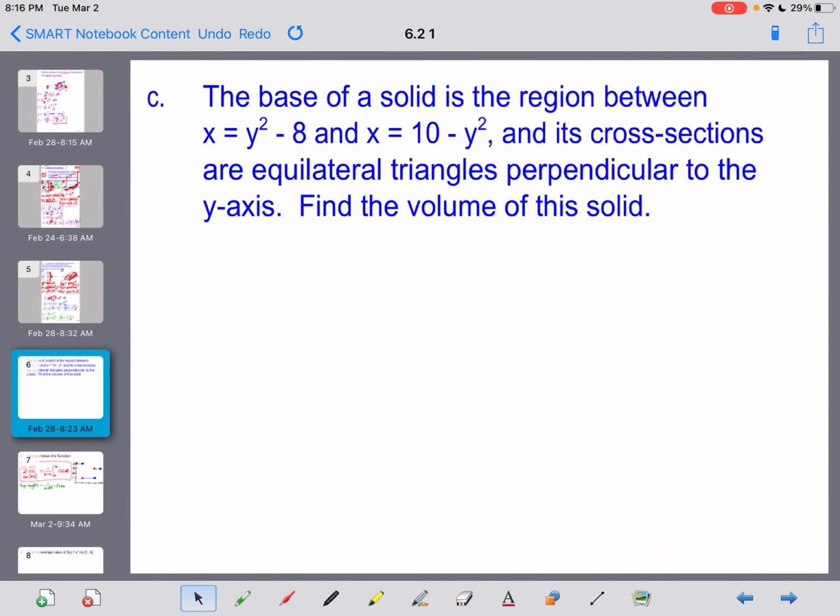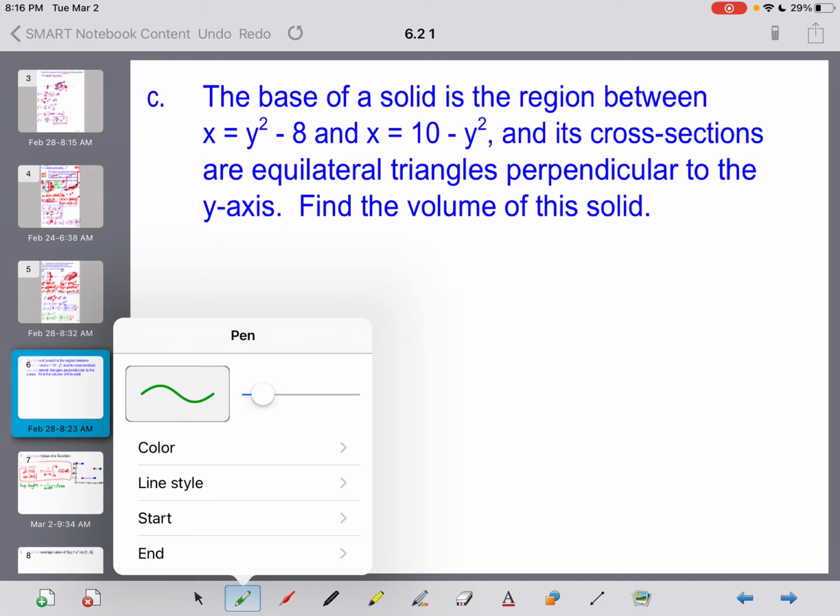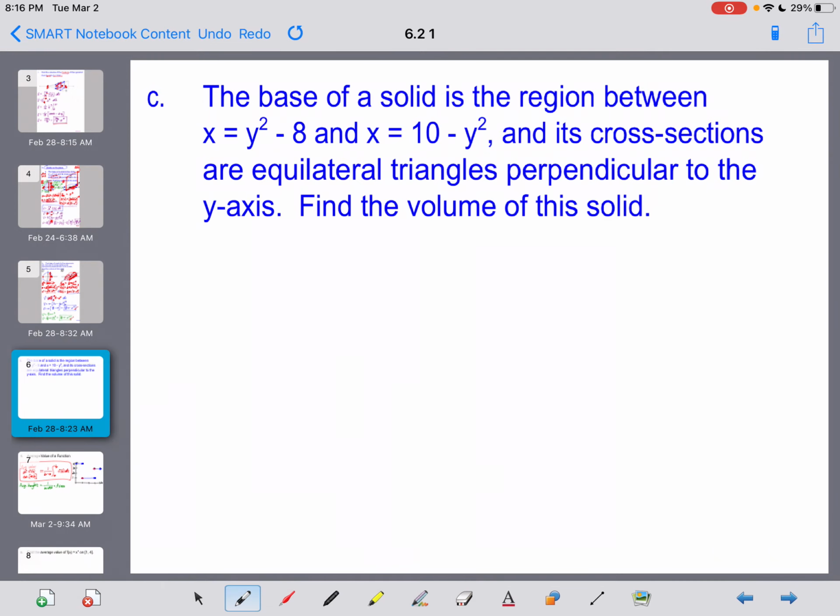So this one, unfortunately, guys, is totally different than what we've been dealing with before. Now, the base of a solid is the region between two sideways parabolas. x is equal to y squared minus 8, and x is equal to 10 minus y squared. And the cross sections are equilateral triangles perpendicular to the y-axis. Okay, and we've got to find the volume of this solid. Boy, this is somebody's idea of a good time. Mine. But anyway, so here we go, guys.